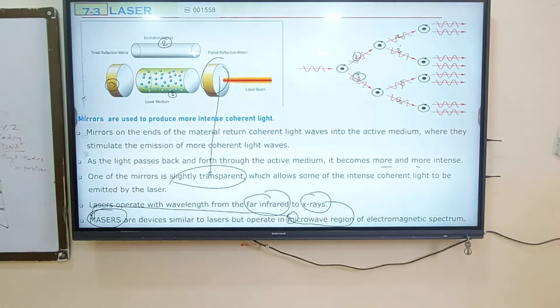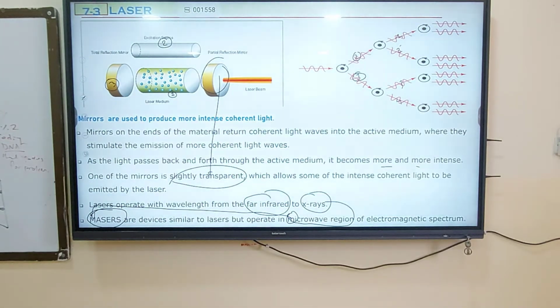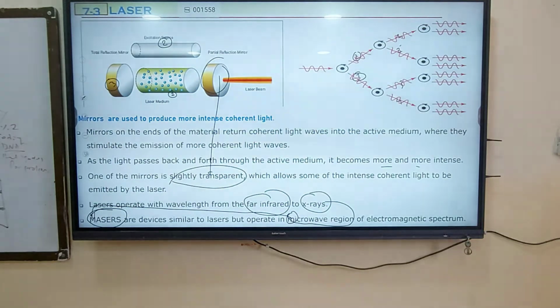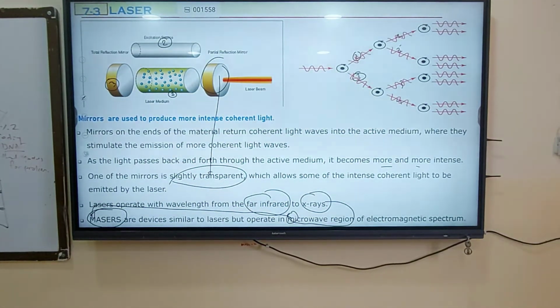So teacher, lasers only operate from the visible spectrum and ultraviolet, not infrared? No, not X-rays. X-rays are produced only in a different way. You cannot use atomic excitation for X-rays. X-rays are produced when a proton or a charge strikes the nucleus of an atom. It's a different way you get X-rays. That's why it's not X-rays. Only by atomic excitation you can get these two and lower, masers.